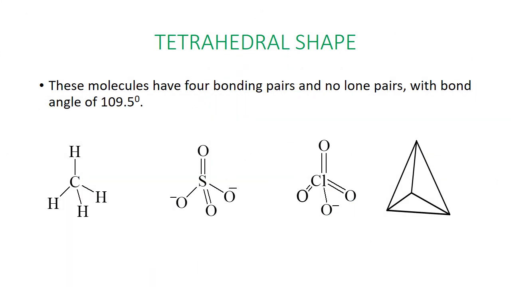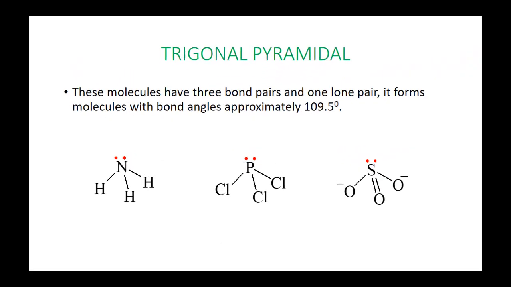Next we shall look at the tetrahedral shape. This is one which has four bonding pairs and no lone pairs of electrons around the central atom. The bond angle is around 109.5 degrees. When we look at the side, it is this other view which gives us the actual shape of these molecules. A tetrahedral has four faces which are all equal. That is describing the shapes of methane, sulfate ion, and chlorate ion.